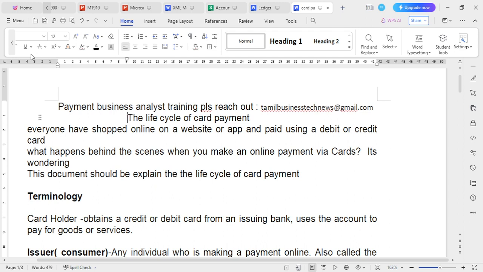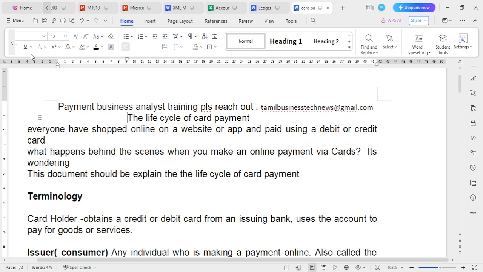Either you can swipe the card in a POS machine, point of sale machine, or you can enter the card details in a website and make the payment. Whenever you swipe the card in a machine, that machine we call a point of sale machine. Everyone is aware of how the card payment happens. You swipe the card, you enter your password. After the payment confirmation, the POS machine gives you a printed receipt. In case you enter the details in a website, once the payment is completed, you get a notification message.